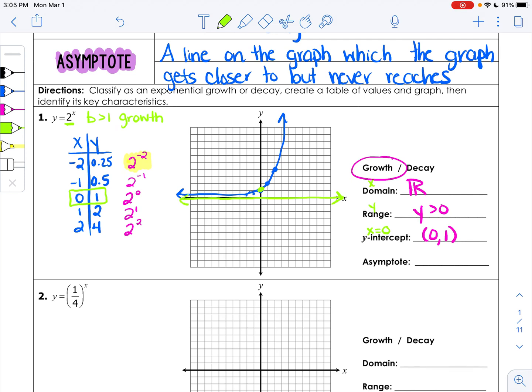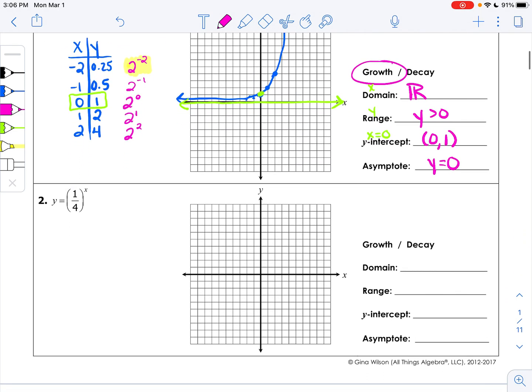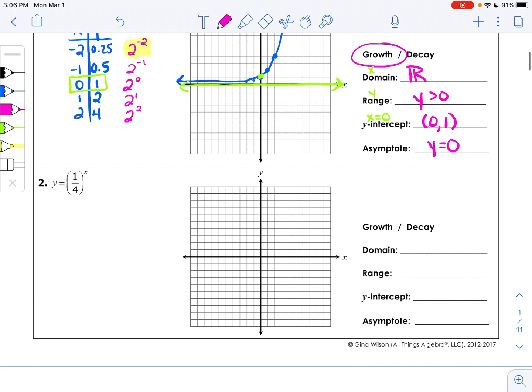And the name of that line is y equals 0. Let's take a look at another example. Number 2. y equals 1/4 to the x power. So in this example, our b value is 1/4. So we can say that b is less than 1. So that means this is going to be a decay. So when I graph it, what I should see is that it's going down.